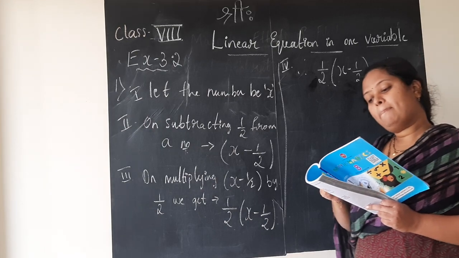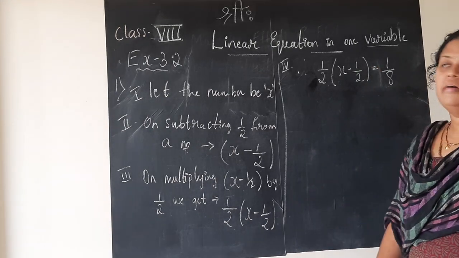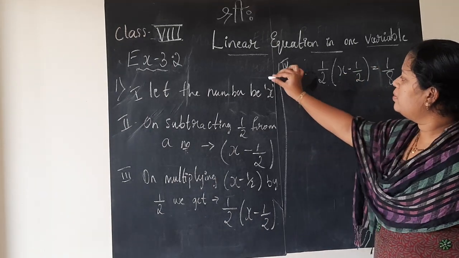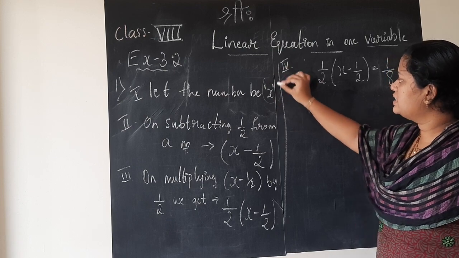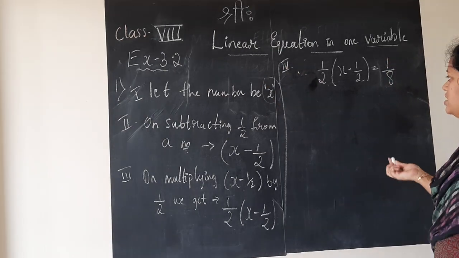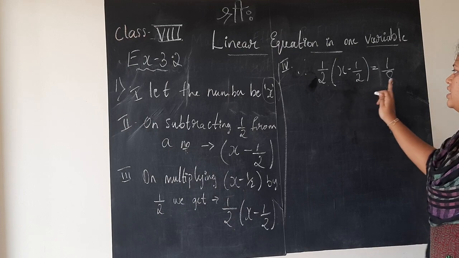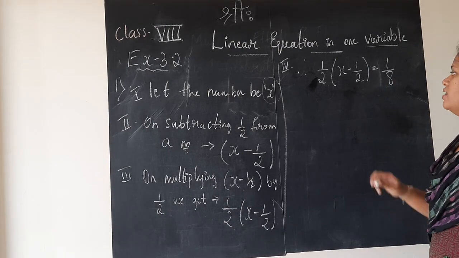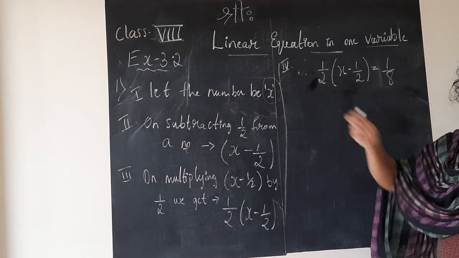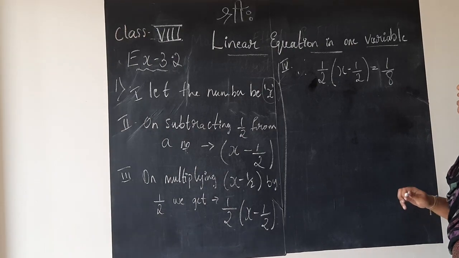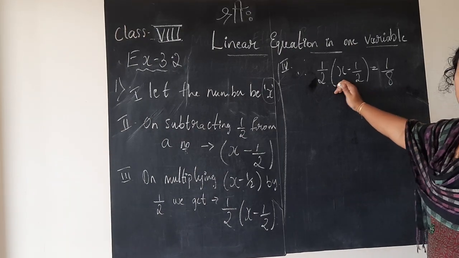So, what is the number? We need to find out what is the number, means we have named the number to be x. What is x? We need to find out. It is very simple. If you simplify this equation, what you get is the value of x, that is the required number we can write. So, here simplification is also very important.